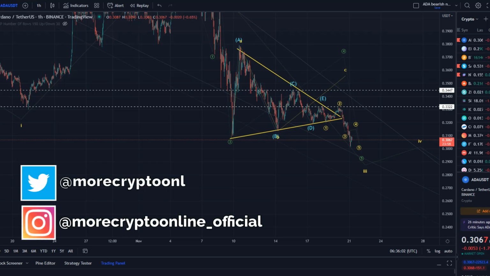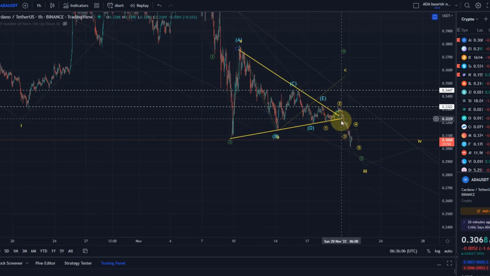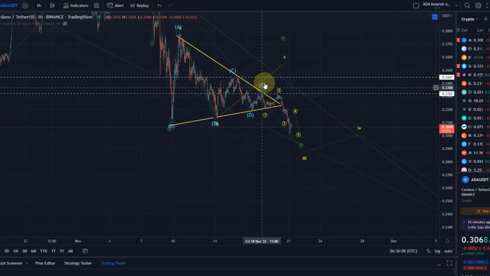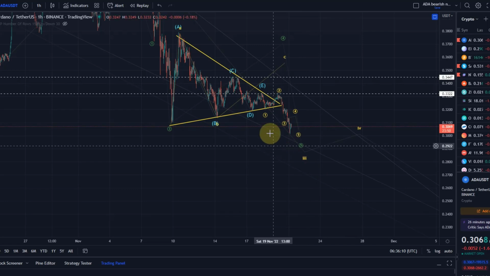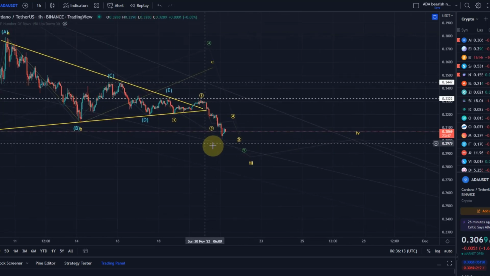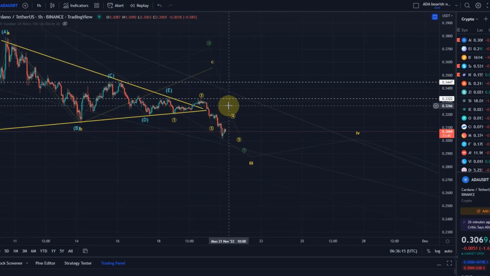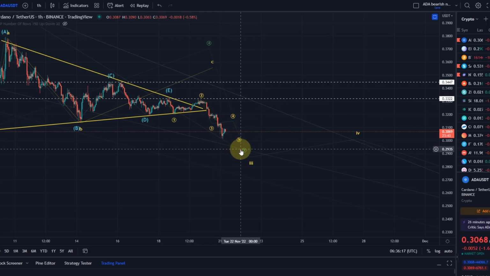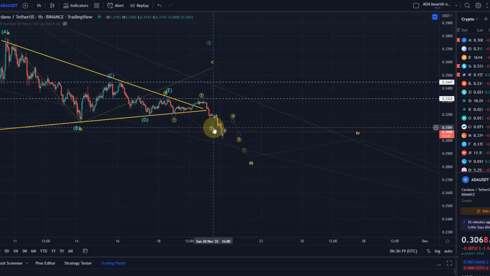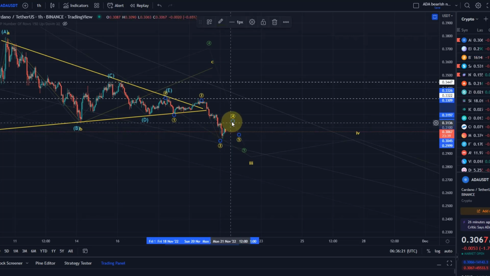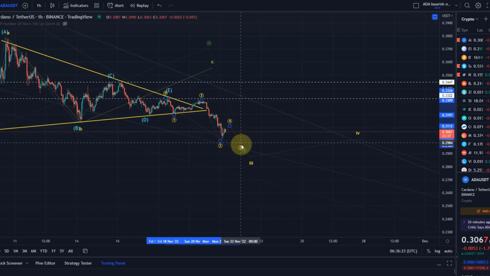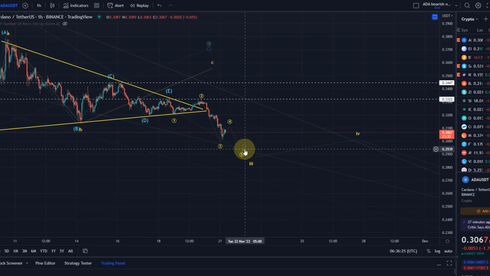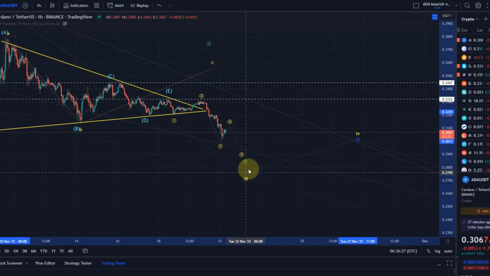So ADA, yeah, we're following the count. We are heading further lower. As you remember from previous videos, we probably talked about lower prices for ADA. There were not really any short-term corrective upsides. We are heading further down immediately, and that makes me think if we are still in this pattern or a different one. At the moment I'm going with this one.